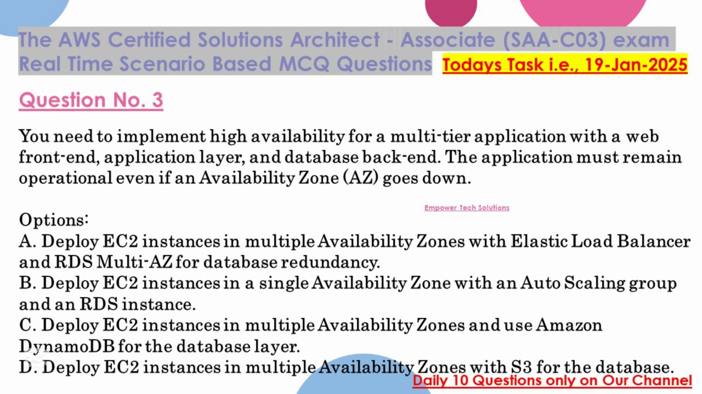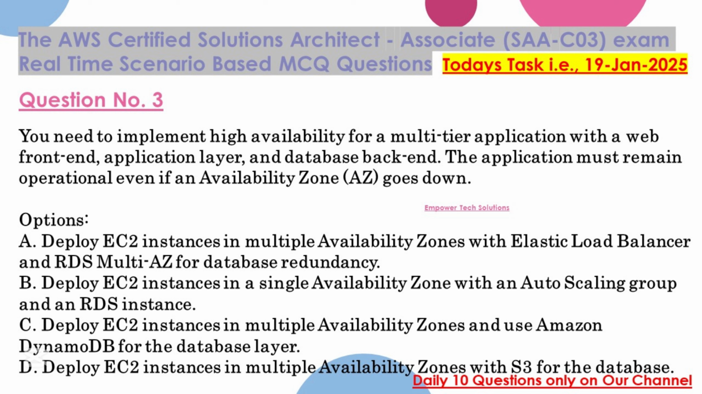You need to implement high availability for a multi-tier application with a web front-end, application layer, and database back-end. The application must remain operational even if an availability zone, AZ, goes down. Options: A. Deploy EC2 instances in multiple availability zones with Elastic Load Balancer and RDS Multi-AZ for database redundancy. B. Deploy EC2 instances in a single availability zone with an auto-scaling group and an RDS instance.